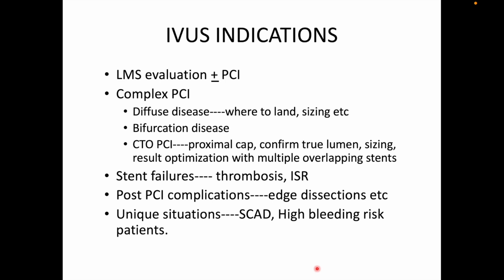Then IVUS is very helpful for unique situations like SCAD, you can identify that, and then in high bleeding risk patients. Why? Because you want to make sure that you've got a perfect result of your stent in high bleeding risk patients. If the stent is malapposed, you know it's going to be difficult to endothelialize that stent, whereas you may need to stop the antiplatelet at any point in time. So you need to do an IVUS, make sure the stent is well expanded, well apposed, so that you know that it's going to endothelialize within the next few months, and then you can stop antiplatelets where required and as required.